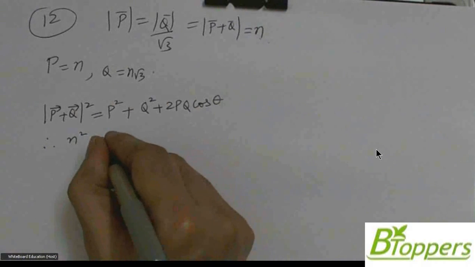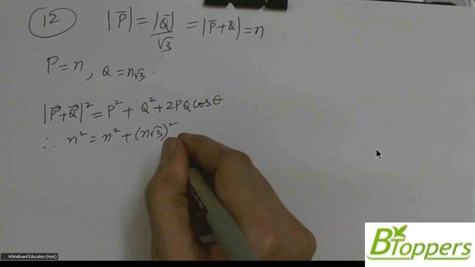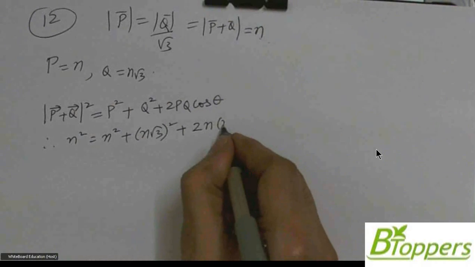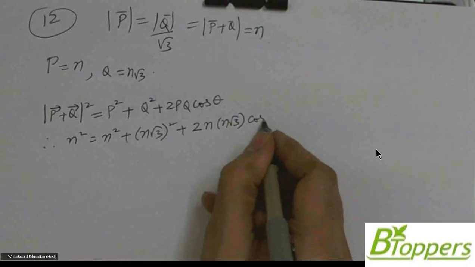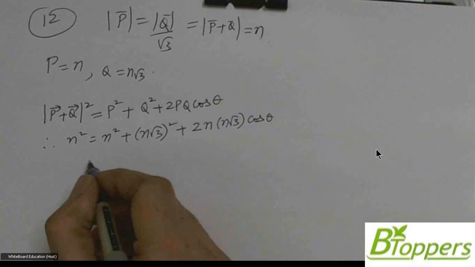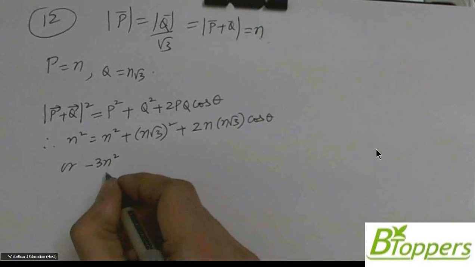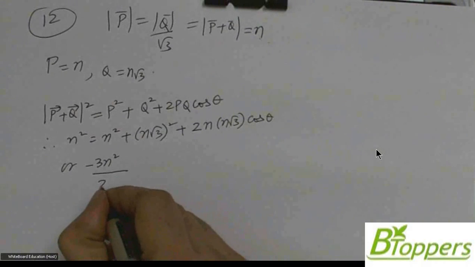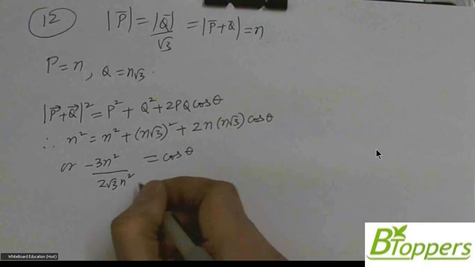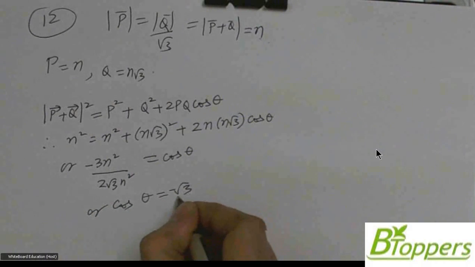Therefore, n square equal to n square plus n root 3 whole square plus 2n into n root 3 into cos theta. So if you simplify this, you get minus 3n square by 2 root 3n square equal to cos theta. Or you get cos theta equal to minus root 3 by 2.